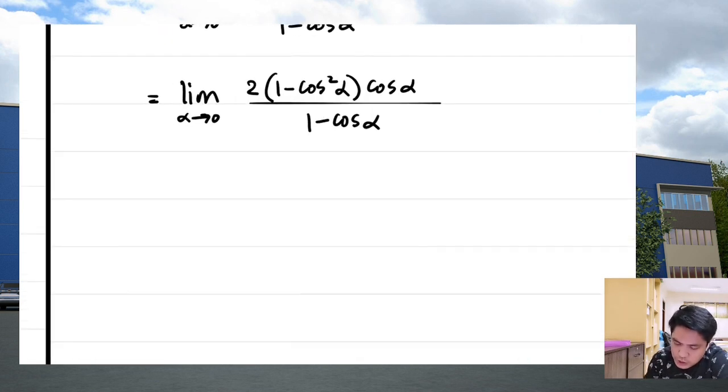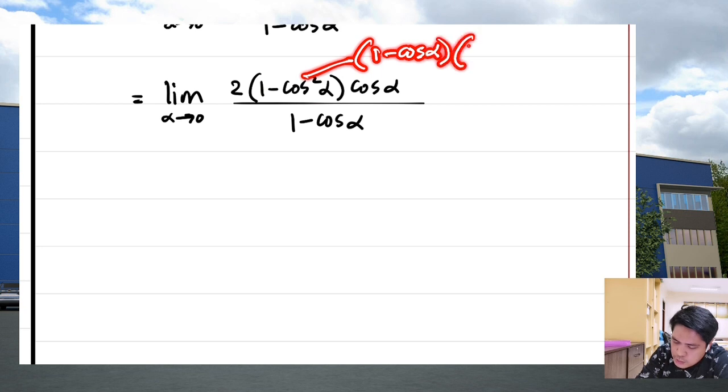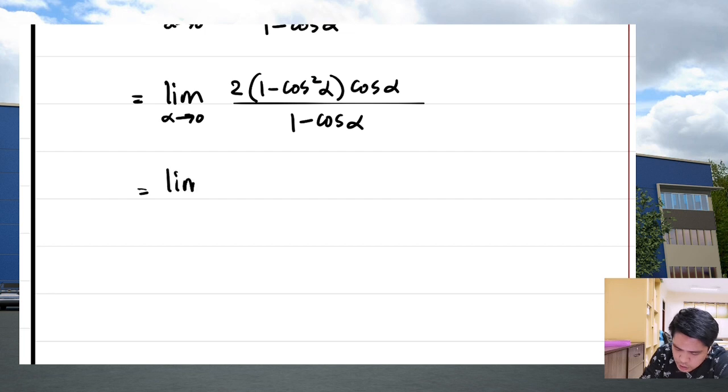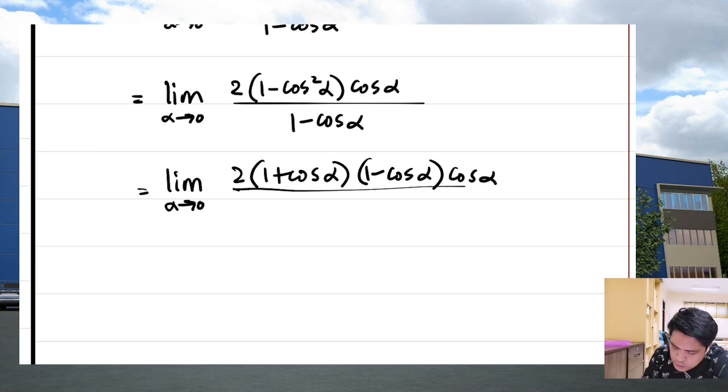But wait, there's more. Eto siya, this is again in the form a squared minus b squared because 1 is the square of 1. Diba? So therefore, eto siya could be factored out as 1 minus cosine alpha times 1 plus cosine alpha. So let's do exactly that. So we have the limit as alpha approaches 0 of 2 times, in factored form, 1 plus cosine alpha times 1 minus cosine alpha times cosine alpha, divided by 1 minus cosine alpha.